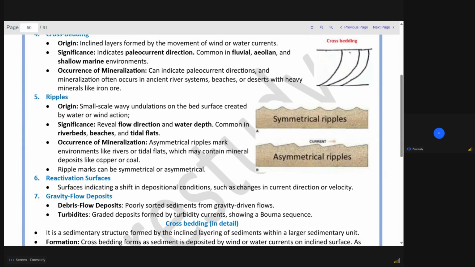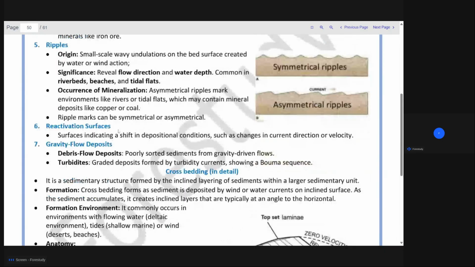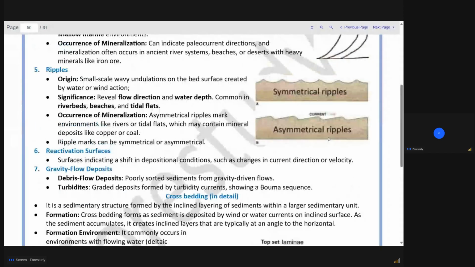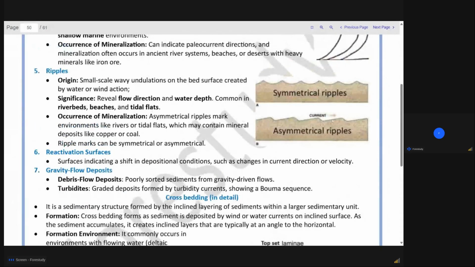Then we have reactivation surface. These are surfaces indicating a shift in depositional conditions, such as changes in current direction and velocity. When there is a backward current, there will be scouring. A backward current can sometimes scour the top surface, and that will be called a reactivation surface. Surfaces indicating a shift in depositional conditions such as changes in current direction or velocity.